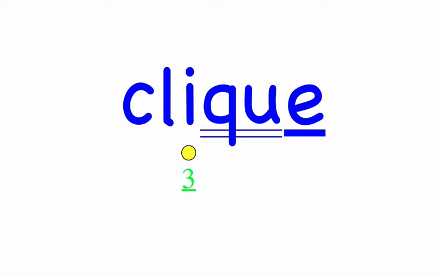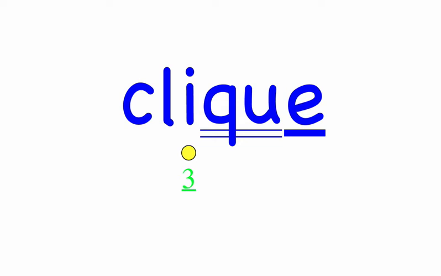Now, here QU is representing its second sound, k, so we double underline it. We have an E at the end of the word that's silent. Normally, you would think the I is going to represent its long sound according to vowel group 3, but here it represents its short sound, so we underline the 3 under the I.